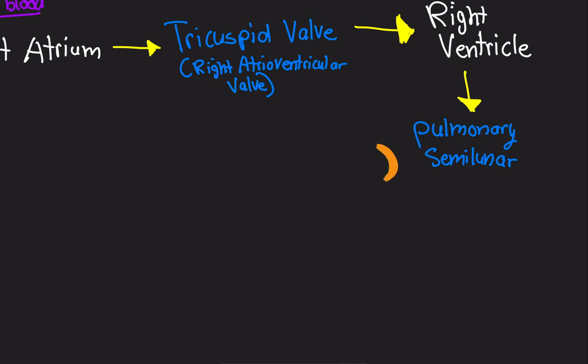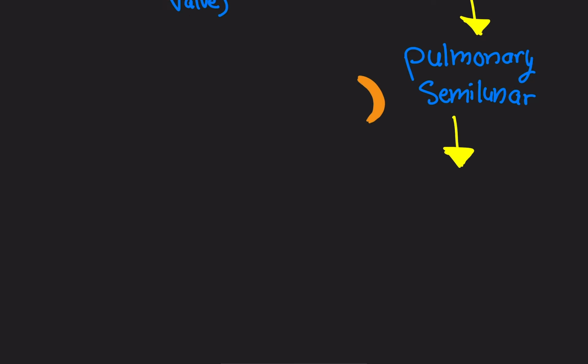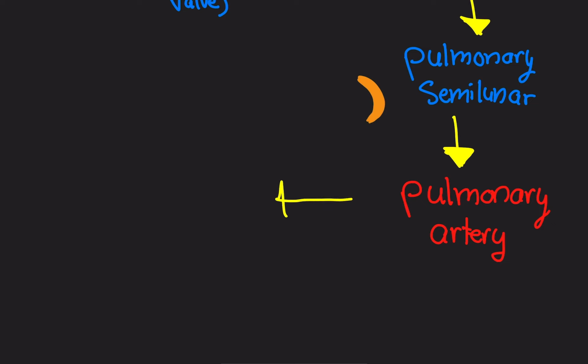So we passed by the pulmonary semilunar valve. Now we're going up into the pulmonary artery. Okay? Pulmonary artery. Artery means we're going away from the heart. We are taking this deoxygenated blood away from the heart. You're probably asking, where are we taking this? Well, the prefix pulmo means lungs.